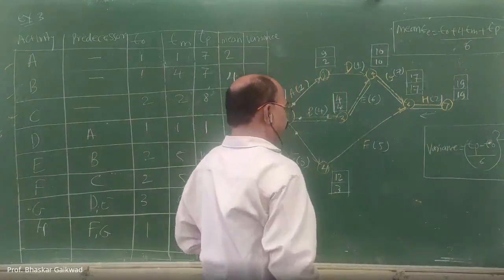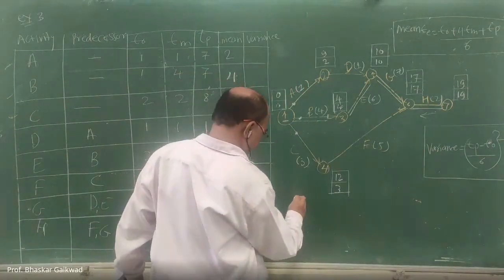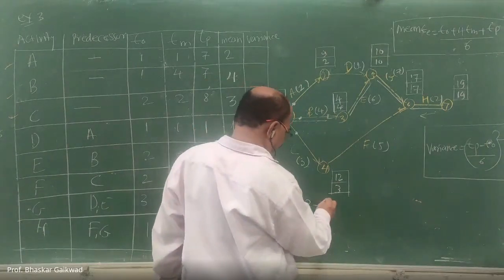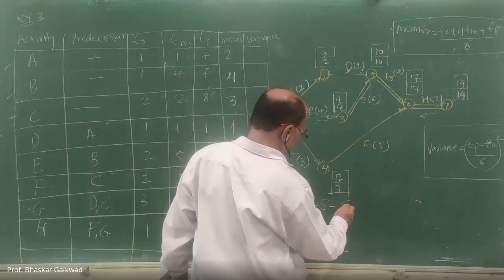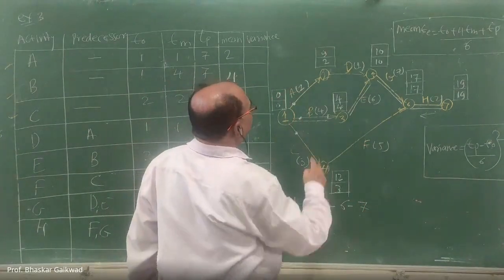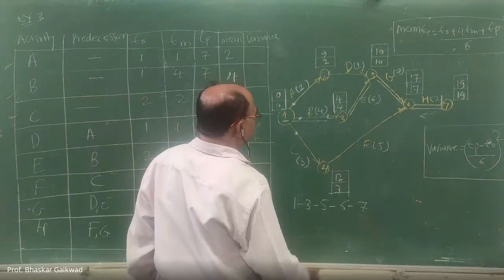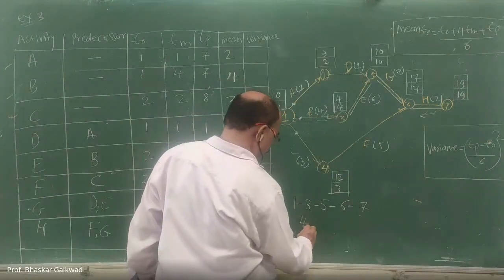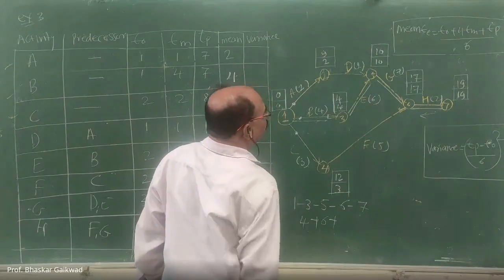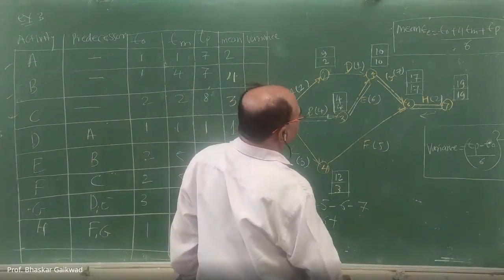So, critical path: 1 to 3, 3 to 5, 5 to 6, and 6 to 7. Okay, so 1 to 3. How much time is there? 1 to 3, 4. Then 3 to 5, 6. Then 5 to 6, 7.